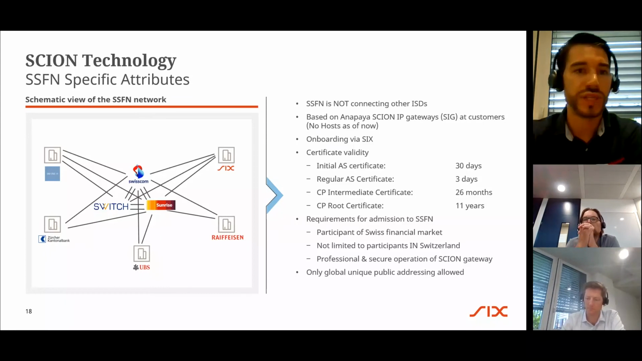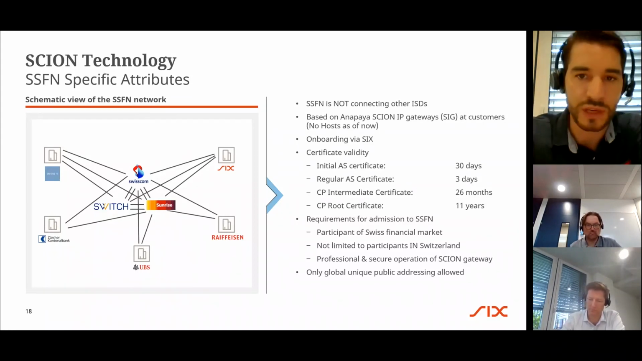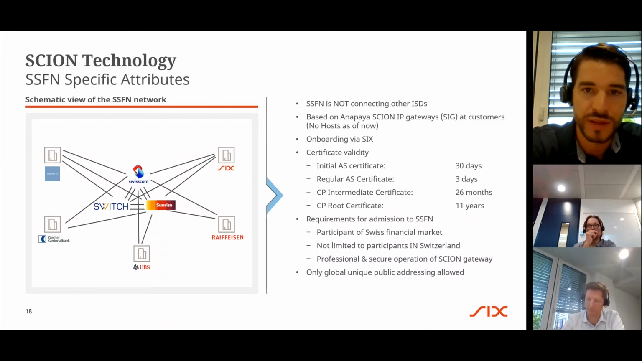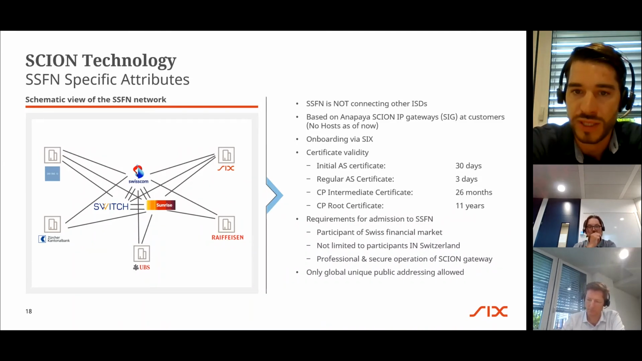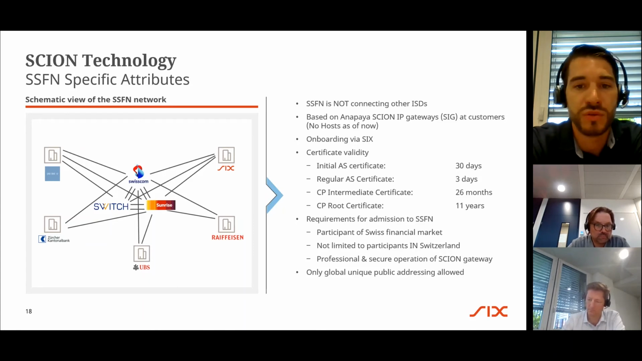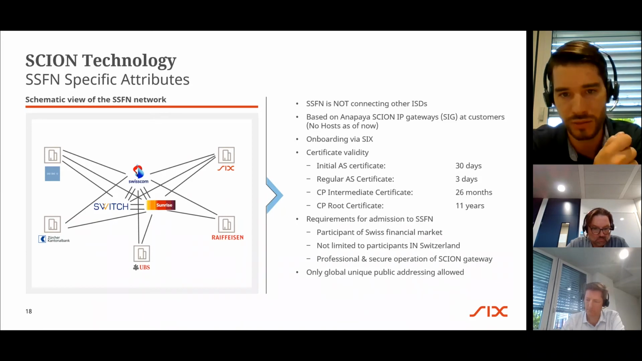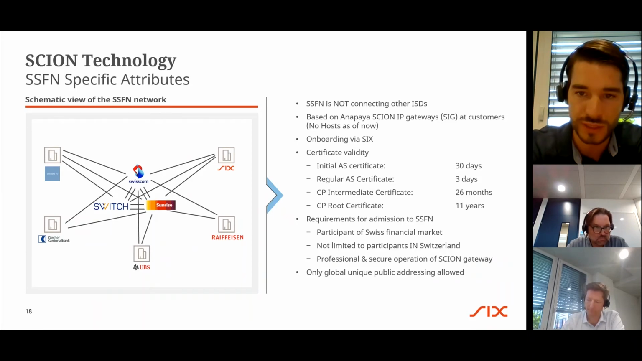So let's move on to the SSFN specifically. A lot of stuff that is written down here, I already said. However, what is interesting is the whole certificate aspect. The initial certificate that is used to connect the SCION gateways the first time is valid for 30 days. And then, interesting point, the regular certificate is only valid for 3 days.